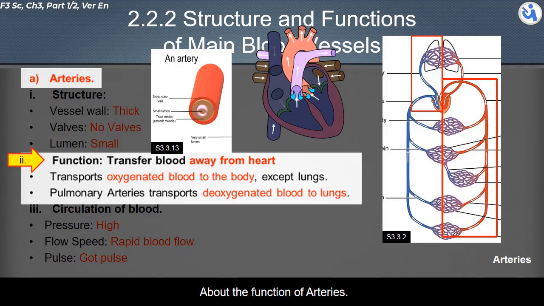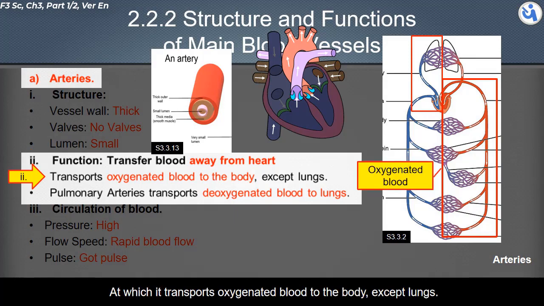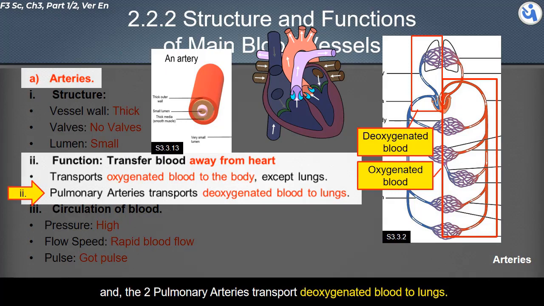About the function of arteries. Arteries function to transfer blood away from the heart, at which they transport oxygenated blood to the body, except the lungs. And the two pulmonary arteries transport deoxygenated blood to the lungs.